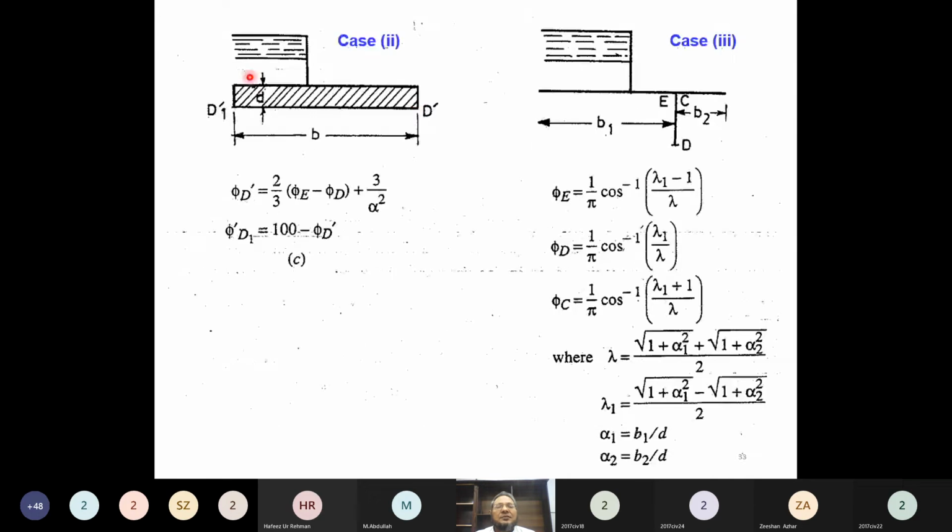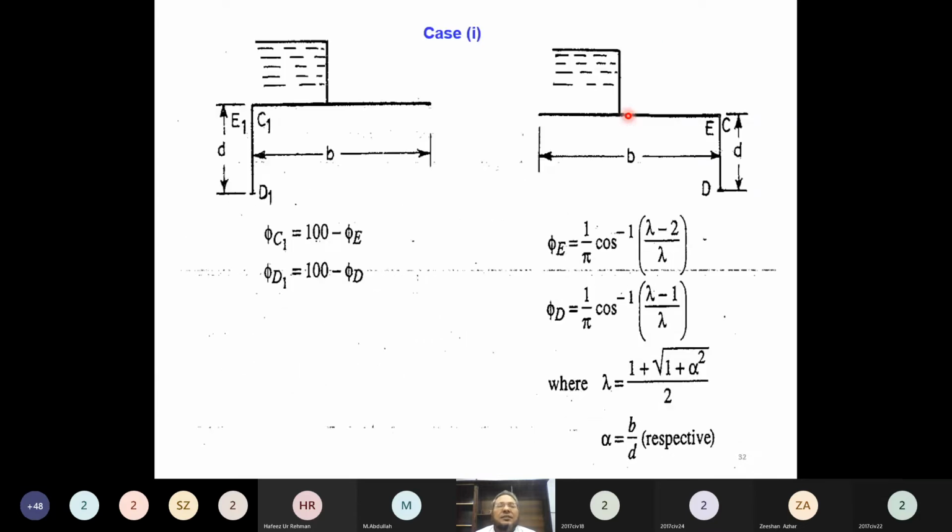So due to, and how, what is small d? Small d here is the thickness of the floor and small b is the length of the floor. What is the case 3? In case 3 we have said that there is an intermediate sheet pile, alright, and then what will the pressures be at points E, D, C? That is the concept given by Khosla on how to compute the uplift pressures.